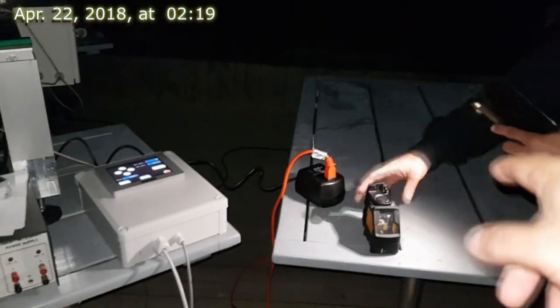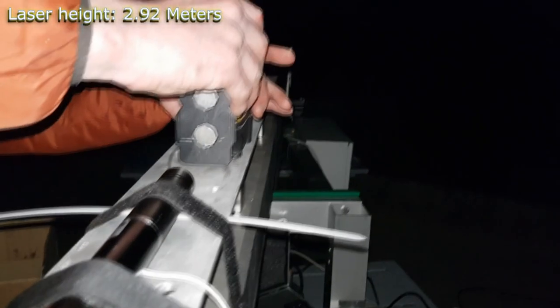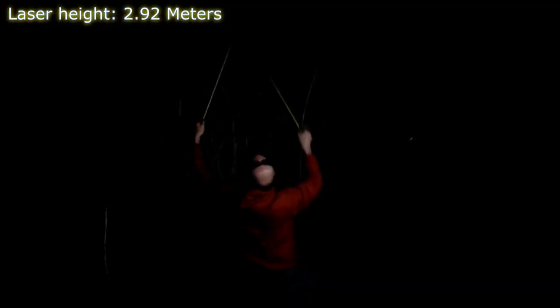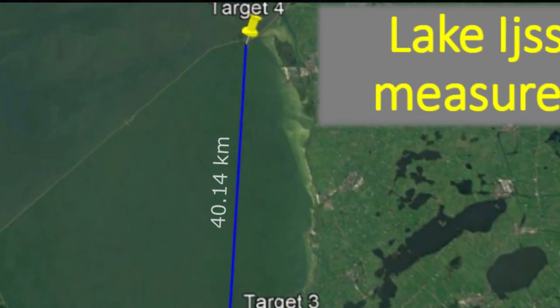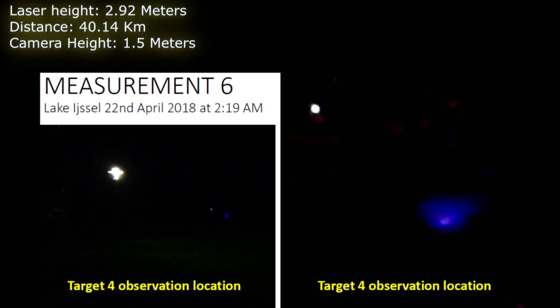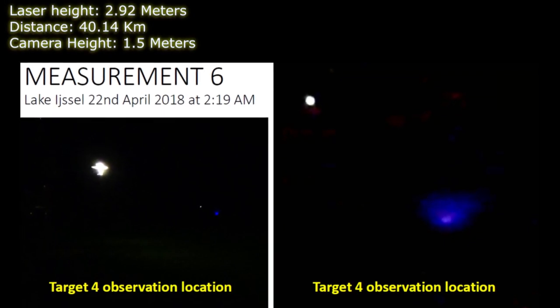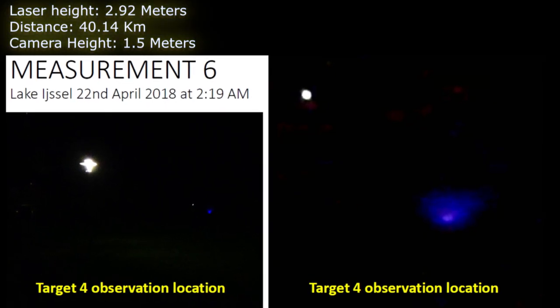Measurement 6, Lake Isil, target 4. On April 22nd, 2018, at 2:19 a.m., the blue laser was on the salad at a height of 2.92 meters or 9.58 feet above the lake surface. It was seen from the target 4 position, 40.14 kilometers or 24.94 miles away, at a height of 1.5 meters or 4.92 feet above the lake surface.